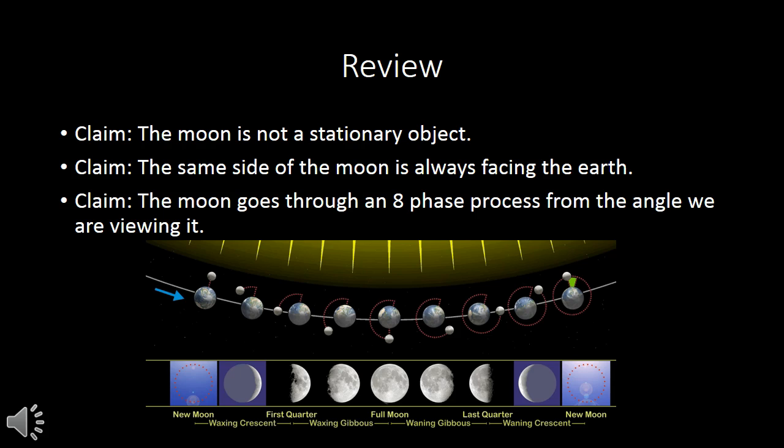Lastly, we looked at the 8 phases of the moon and what actually makes the moon seem to change shape. We now know that the moon does not actually physically change shape, but in changing the angle we view it from as it rotates around the Earth, we are able to better see the side that the sun is illuminating.